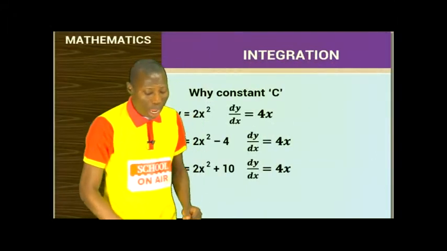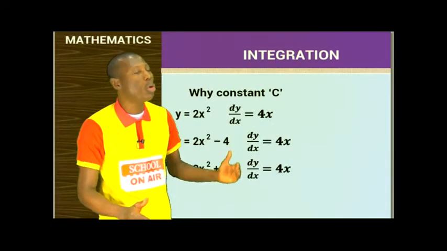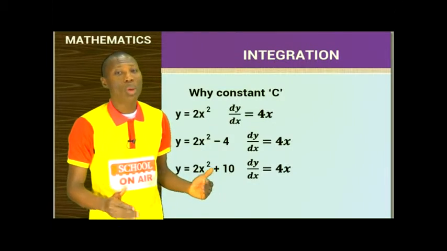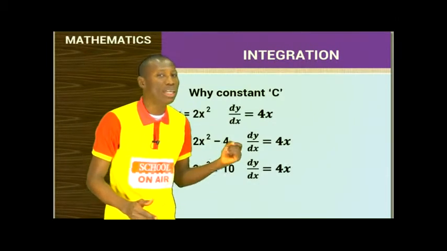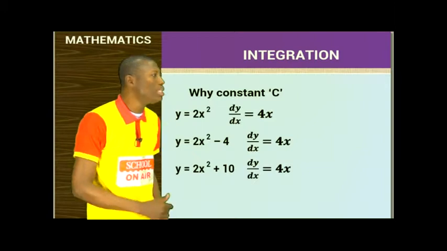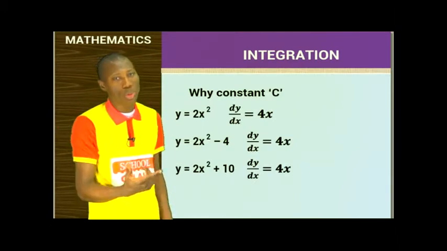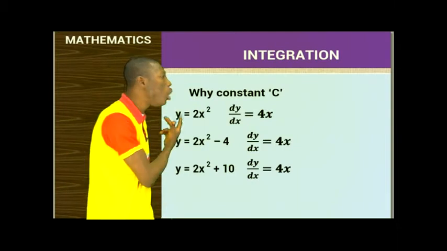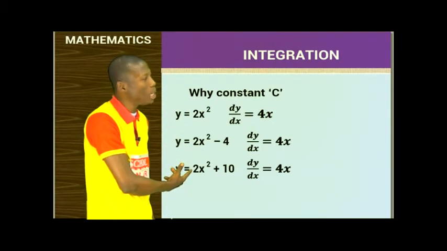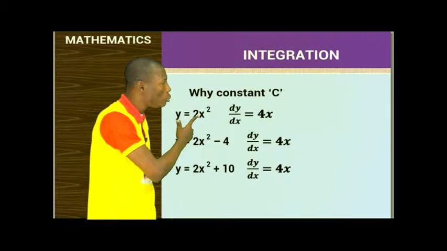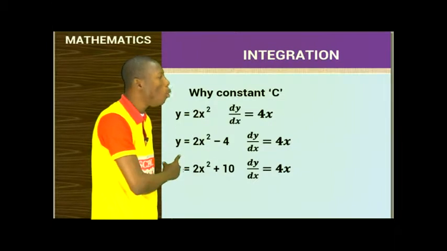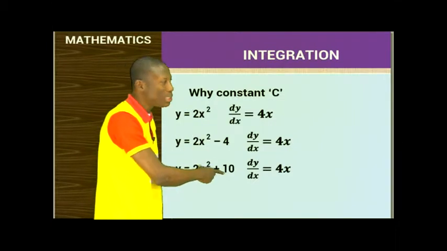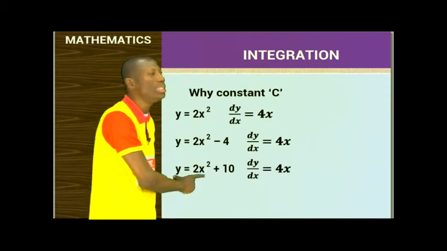Now I have this one. Why do we have a constant when we integrate? This constant is very vital. In some cases the constant is optional, but in some questions the constant is very vital. Look at all the examples I put on the board. y is equal to 2x squared, y is equal to 2x squared minus 4, y is equal to 2x squared plus 10. You know, all these functions are not the same thing.